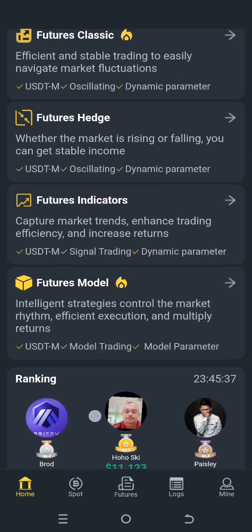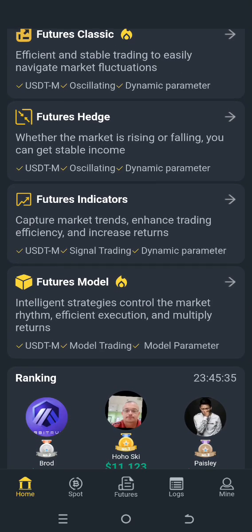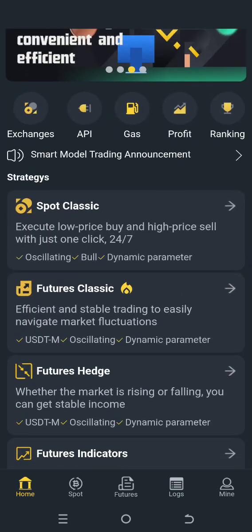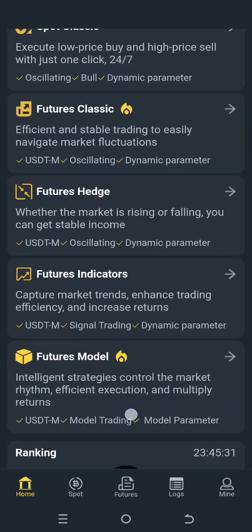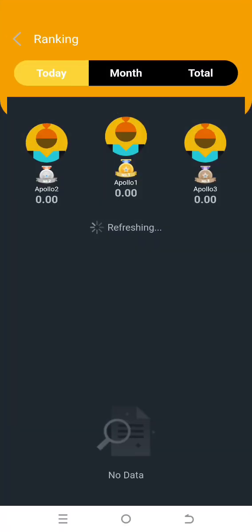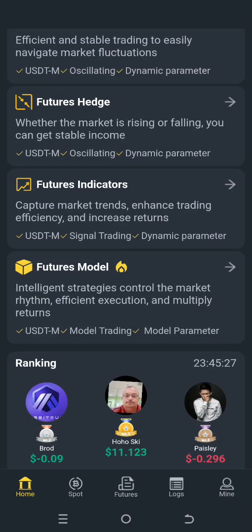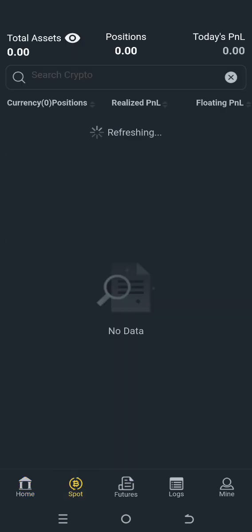Then down here we still have ranking. Ranking here is just a subsection of this ranking page. So if I just click on it, it is still going to take me back to the other ranking page. That is how it is. Now we go to the next page, which is the spot page.